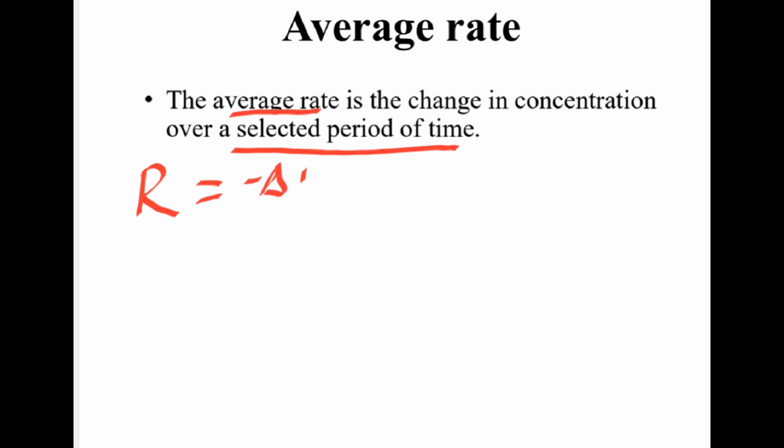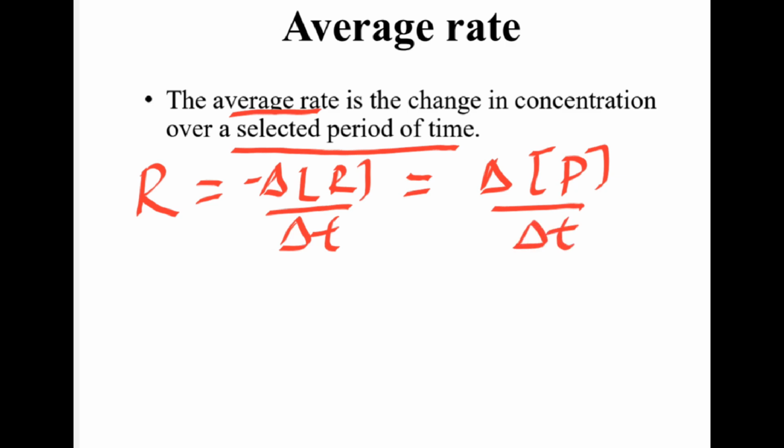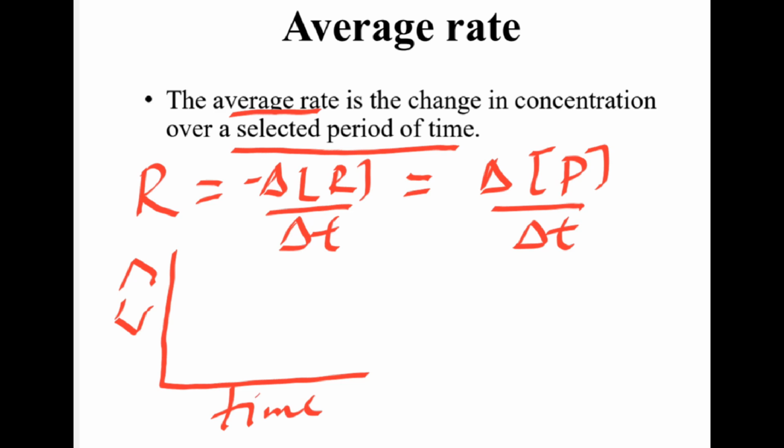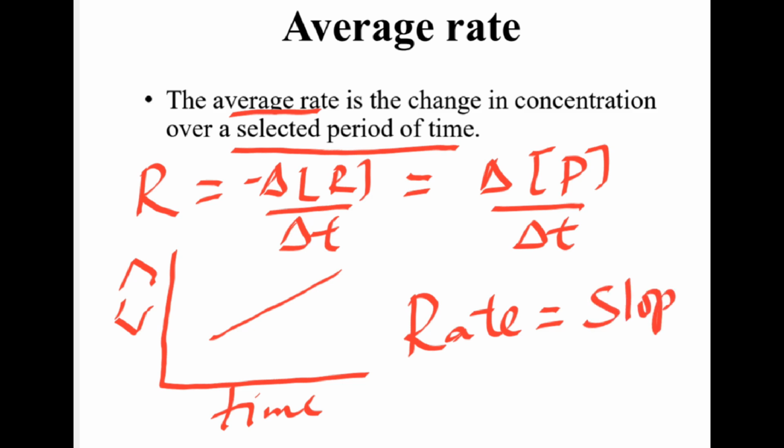In terms of reactants, it is negative change in concentration of reactants over change in T, or change in concentration of products over change in T. So for example, if you plot concentration versus time, with concentration on the y-axis and time on the x-axis, you'll get a straight line, or a linear line, and the rate of reaction is equal to the slope of the line.